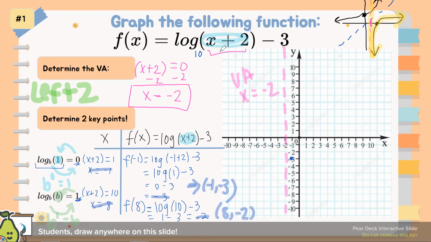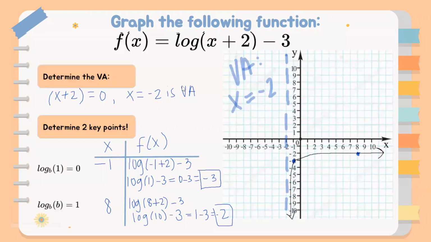So we'll plot 8, -2, and sketch our graph. Our graph has to approach our asymptote and go through these 2 points. Now this was important because we're going to evaluate the end behavior from this function in just a minute. So again, we see that our vertical asymptote is -2, and we're going through the points -1, -3 and 8, -2.